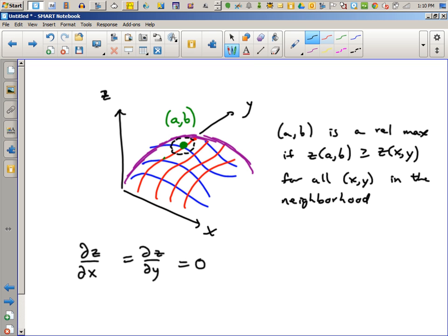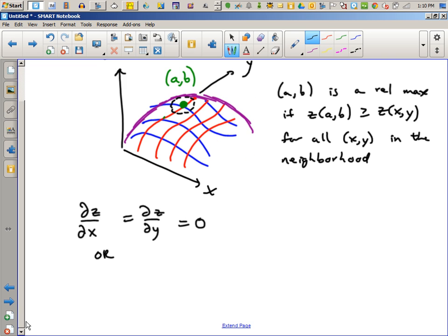Or there's another possibility: dz dx, that should be a partial derivative, and/or dz dy is undefined.